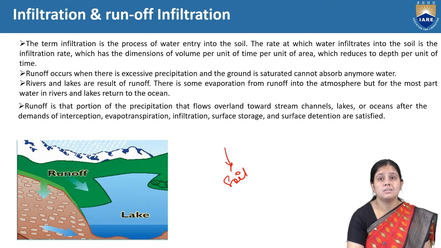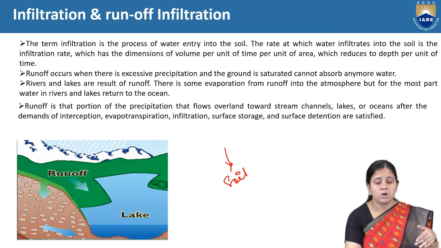River and lake are results of runoff. There is some evaporation from runoff into the atmosphere, but for the most part, water in the river and lake returns to the ocean. Runoff is that portion of the precipitation that flows overland toward a stream, channel, lake or ocean after the demands of interception, evapotranspiration, infiltration, surface storage and surface detention are satisfied.